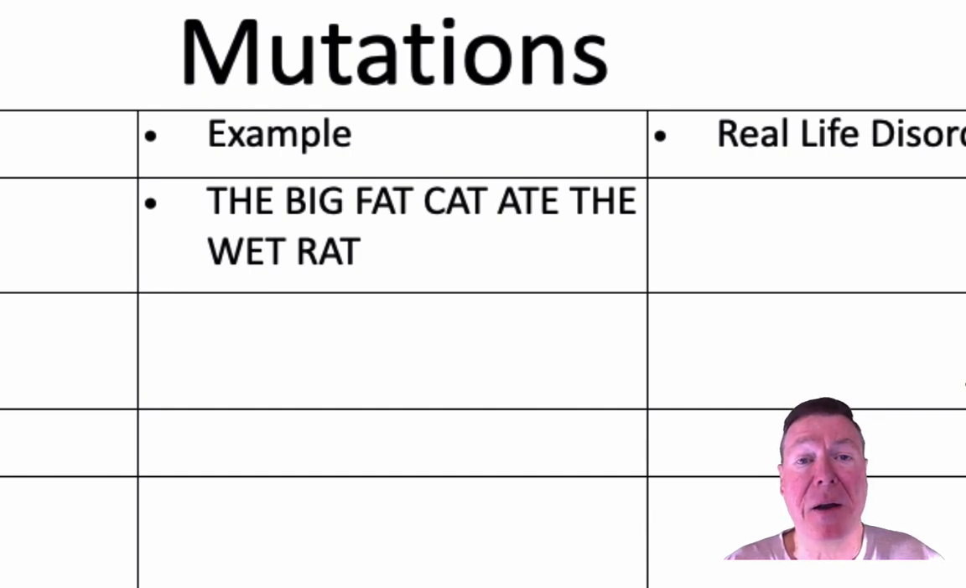So we're talking about DNA, or it could be RNA, but let's just talk about mutations of DNA right now. Each codon is read 3 at a time. The normal DNA would read: the big fat cat ate the wet rat. That's what normal would be.